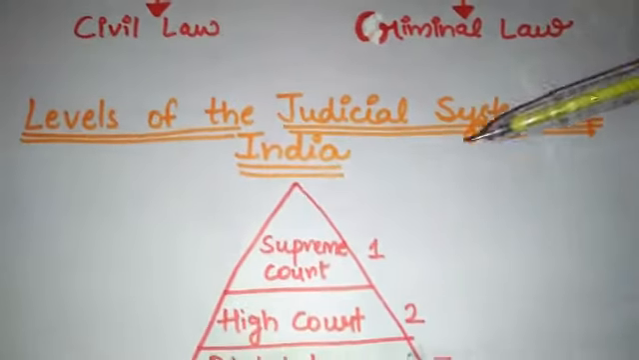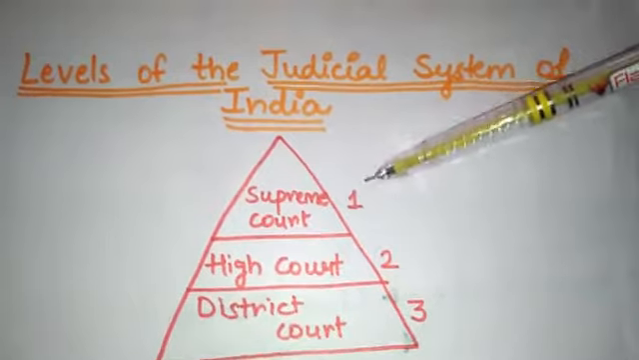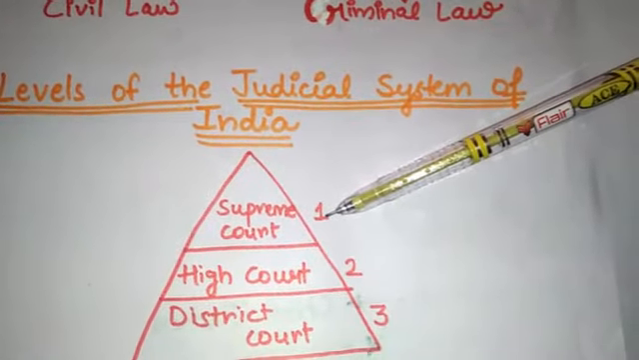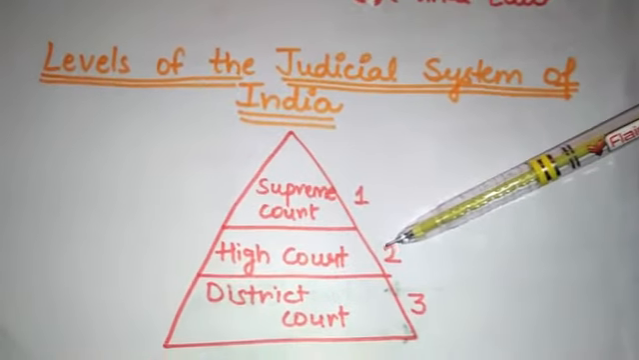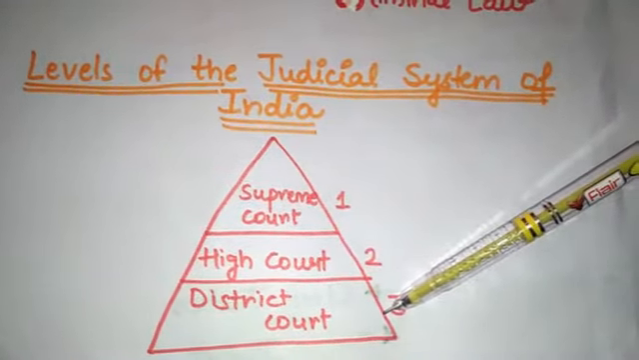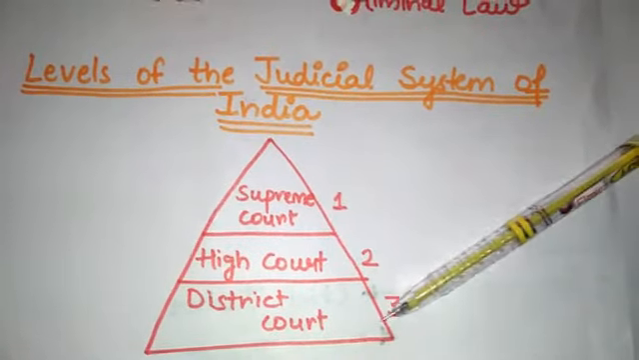We have three levels of the Indian judicial system. Supreme Court is the highest court of law in India. It is followed by High Court, which is at state level. At district level, there are district and subordinate courts.